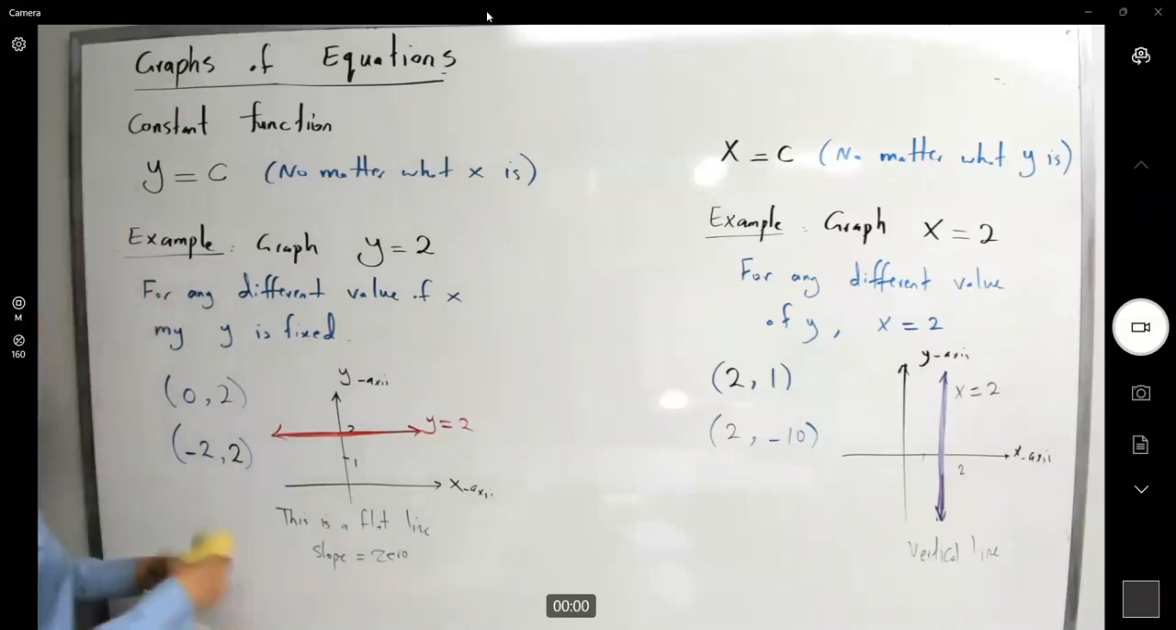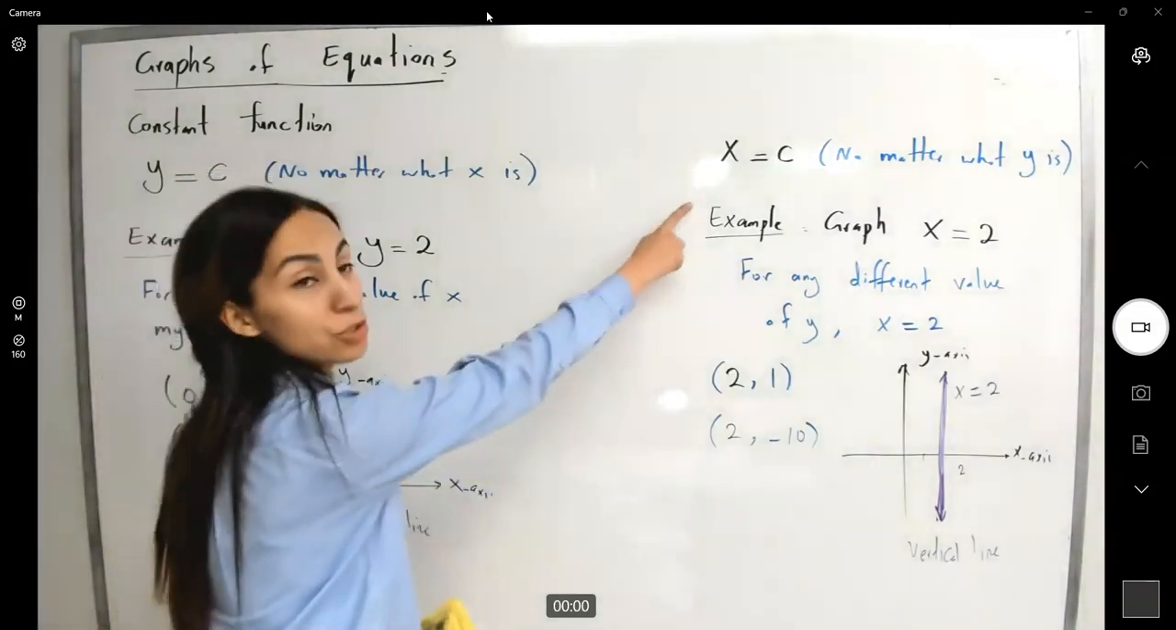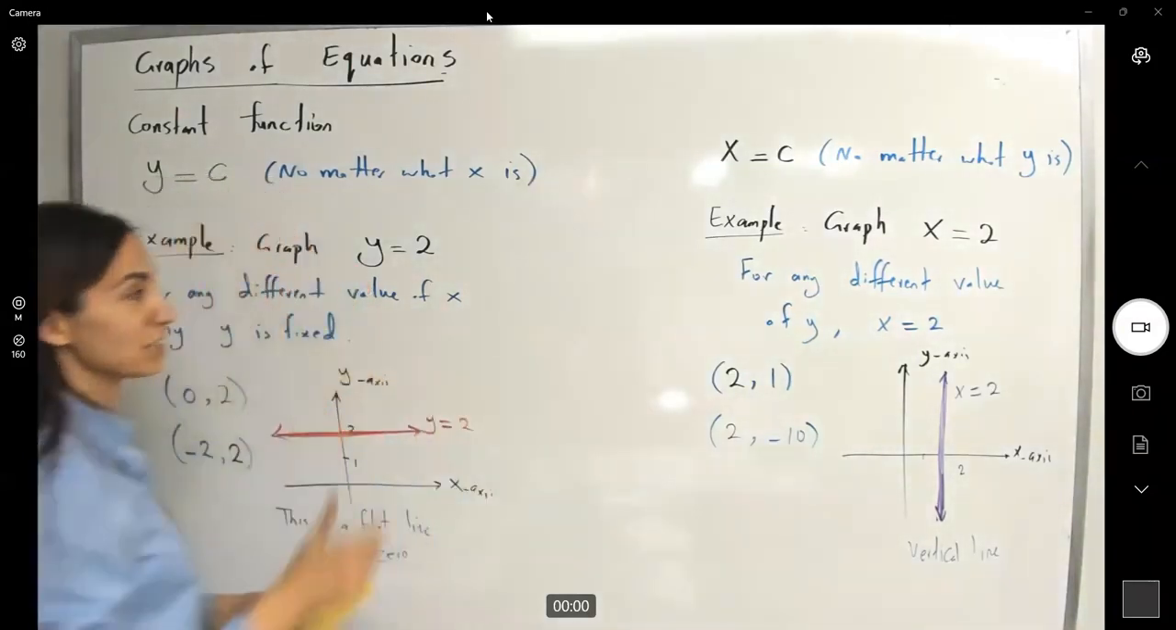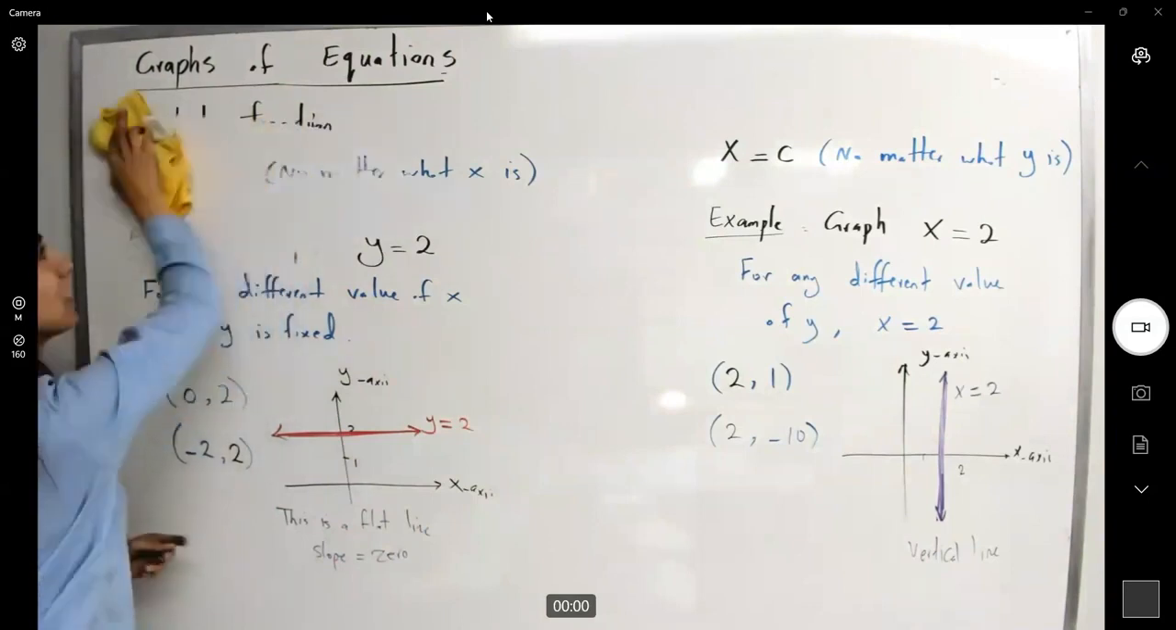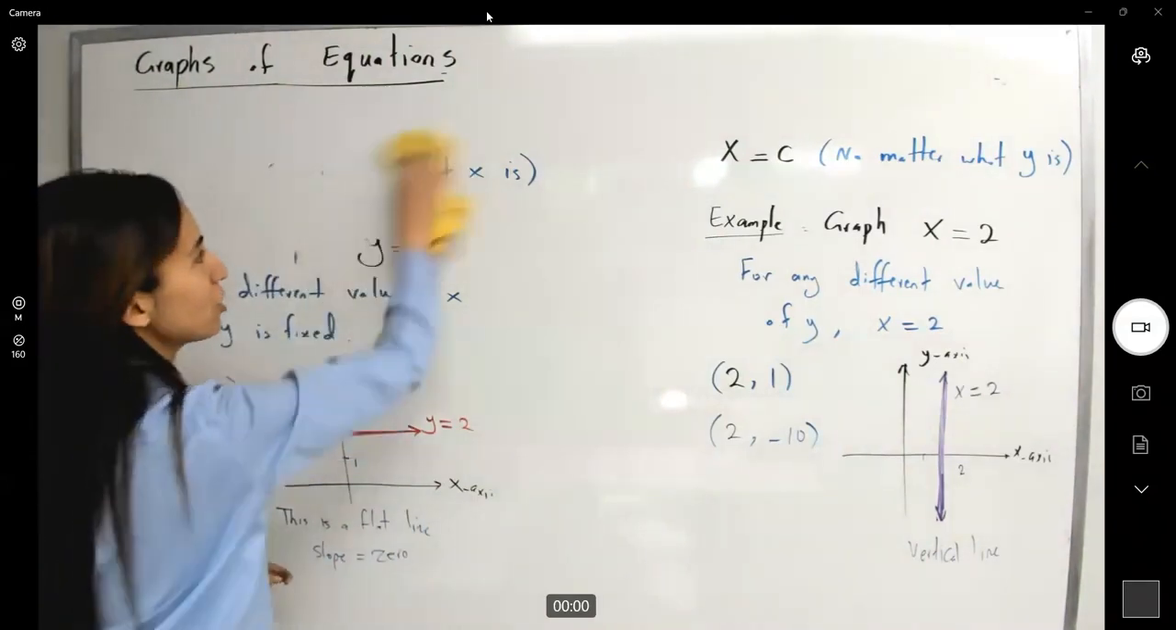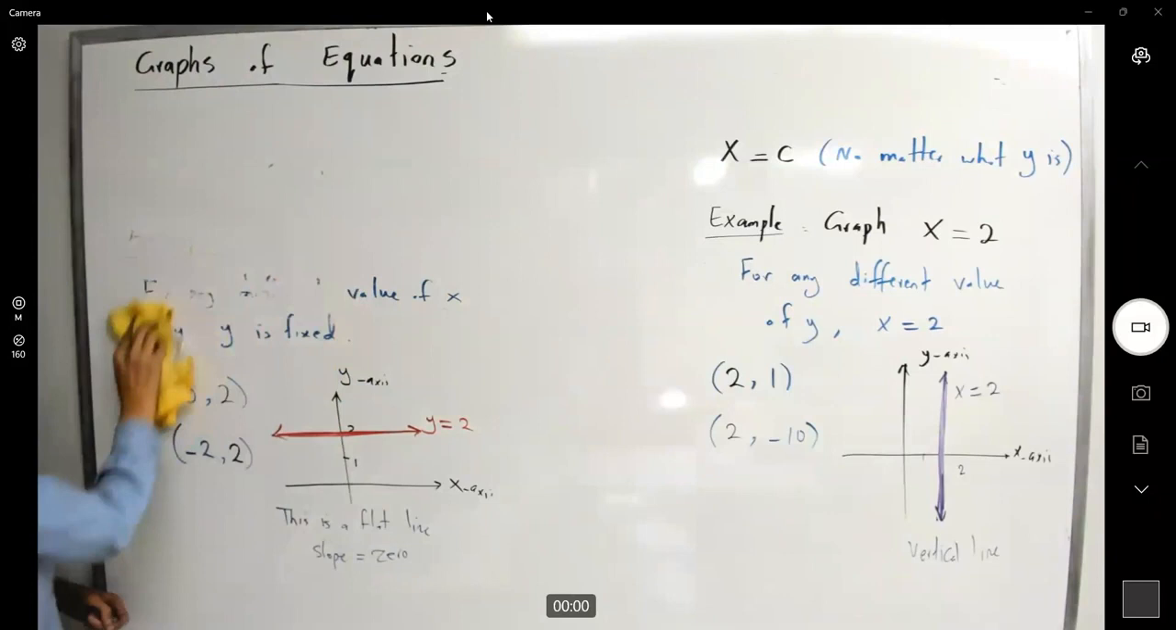So this is a constant function, but this is just a line. Make sure you know the difference between them. After working with a constant function, the next function that we are interested in is the linear function.